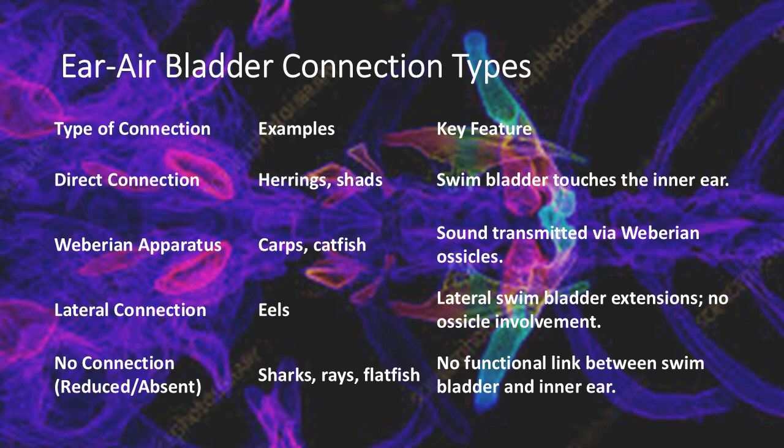Type of connection: lateral connection. Examples: eels. Key feature: lateral swim bladder extensions, no ossicle involvement. Type of connection: no connection, swim bladder reduced or absent. Examples: sharks, rays, flatfish. Key feature: no functional link between swim bladder and inner ear.